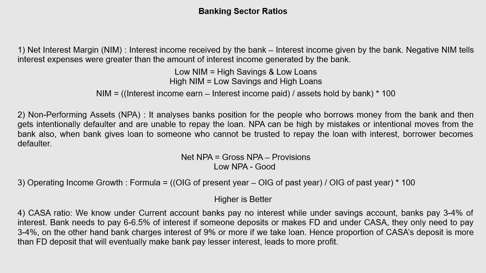On the other hand, the bank charges interest of around 9% or more if we take a loan. Hence, if the proportion of CASA deposit is more than FD deposit, that will eventually make the bank pay lesser interest. That leads to more profit. Therefore, CASA ratio is equal to CASA deposit divided by total deposit.